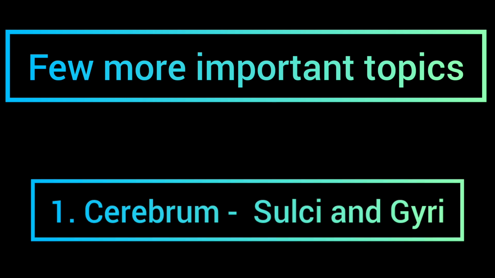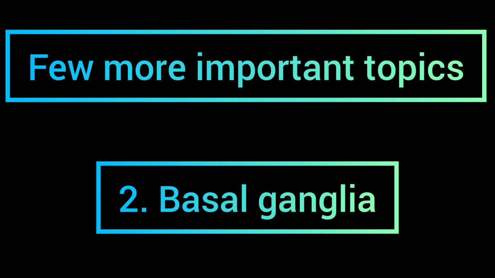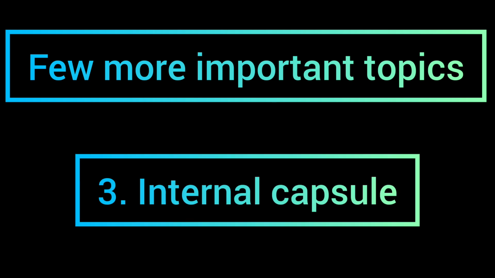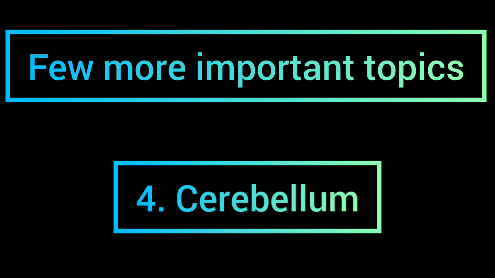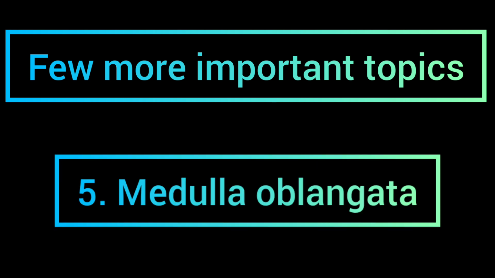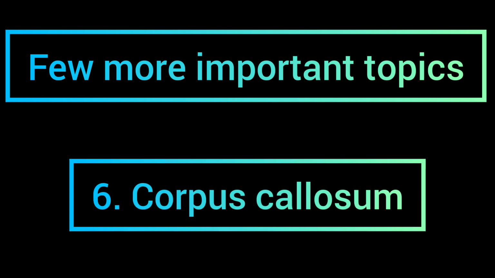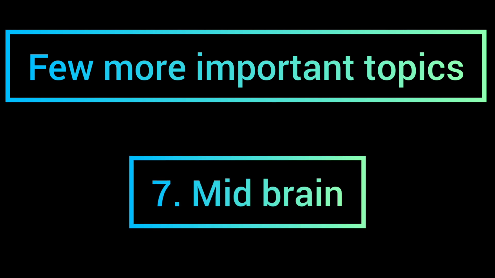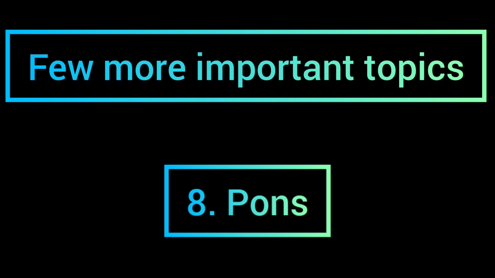The first topic is cerebrum. You have to write about sulci and gyri of cerebrum. The second topic, basal ganglia. Third one, internal capsule. Fourth one, cerebellum. Fifth one, medulla oblongata. Sixth one, corpus callosum. Seventh one, midbrain. Eighth one, pons.